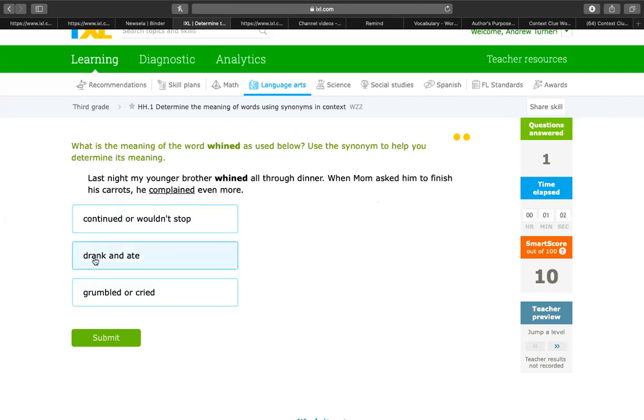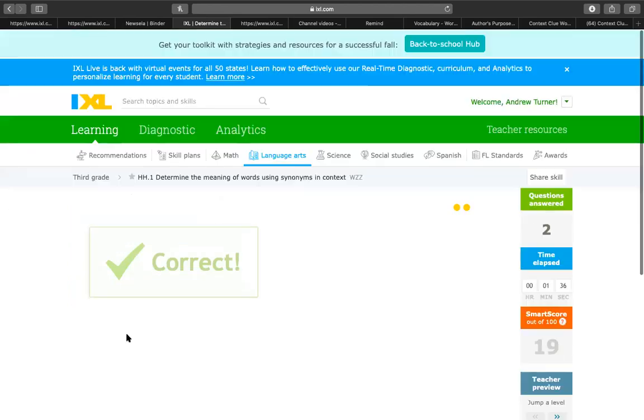That doesn't make sense. You can also go, last night my younger brother drank and ate all through dinner. That makes sense. When mom asked him to finish his carrots, he drank and ate even more. That doesn't make sense. Okay. Now let's do the substitution here. Last night, my younger brother grumbled and cried all through dinner. When mom asked him to finish his carrots, he grumbled and cried even more. Does that make sense on both? Yeah. So that's the one that makes sense on both.